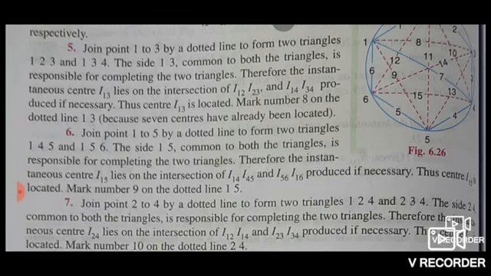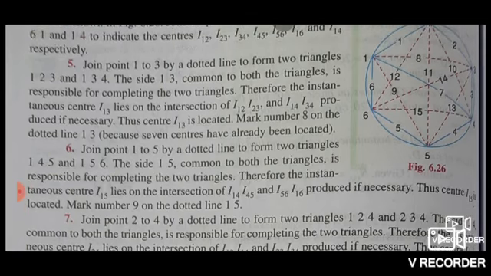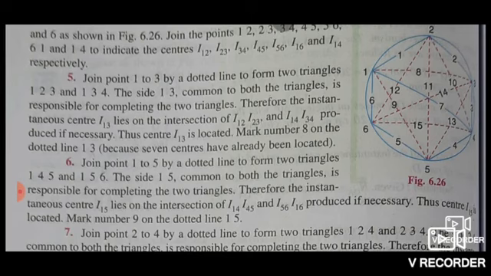Join point 1 to 3 by a dotted line to form two triangles, 1, 2, 3 and 1, 3, 4. The side 1, 3 is common to both the triangles and is responsible for completing them. Therefore, the instantaneous center I13 lies on the intersection of I12, I23 and I14, I34. Thus the center I13 is located. Mark number 8 on the dotted line 1, 3, because 7 centers have already been located.